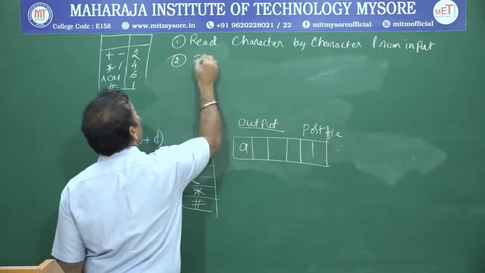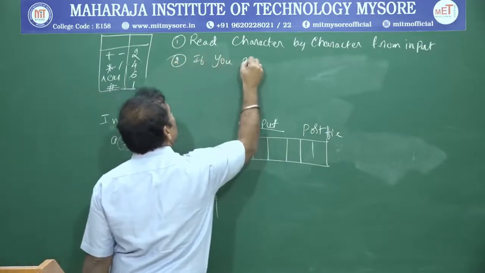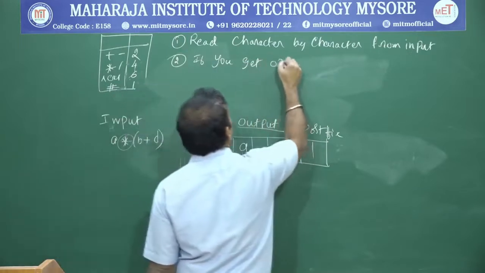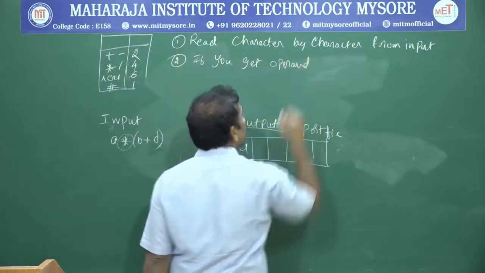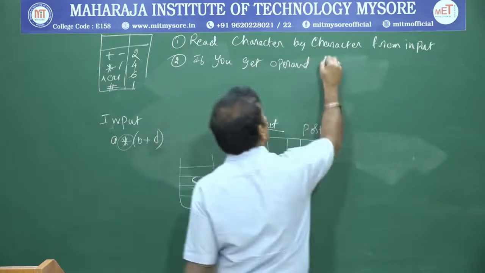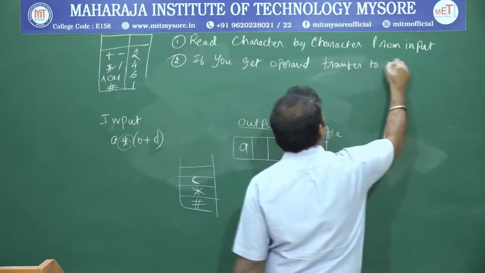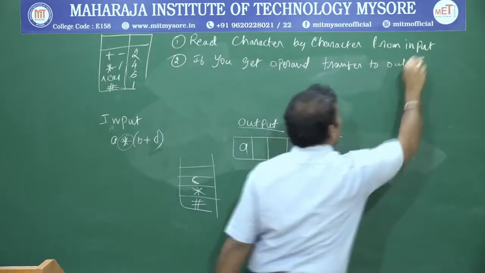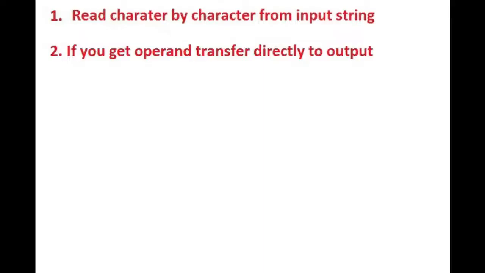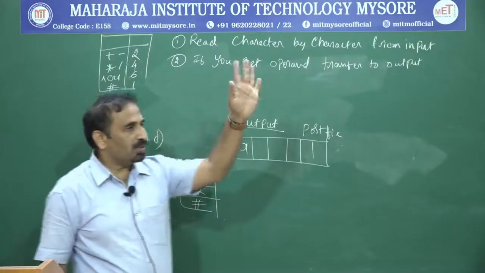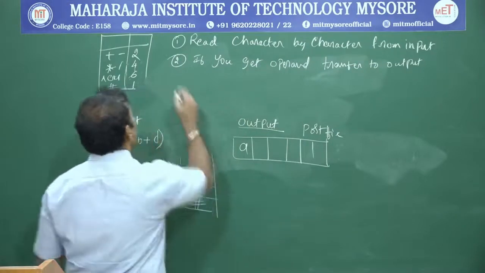Second, if you get operand, transfer to output directly. Nothing to worry. If you get operand, transfer directly to output. Okay.